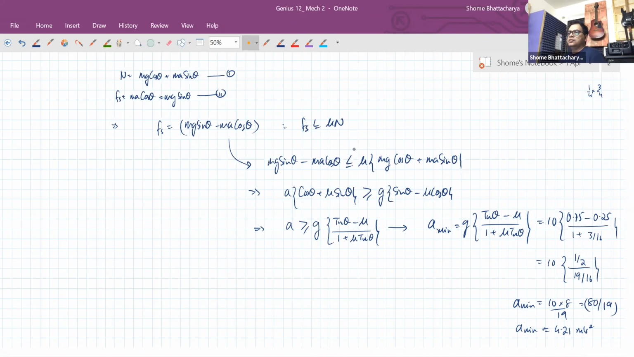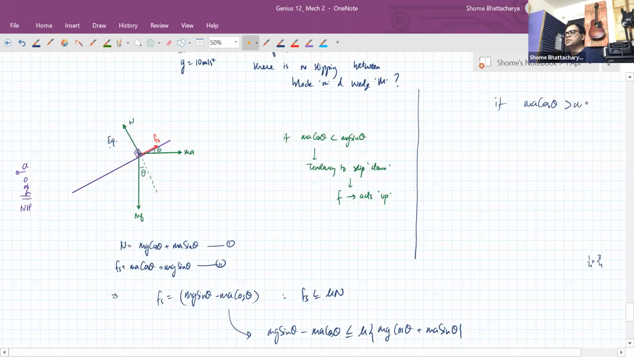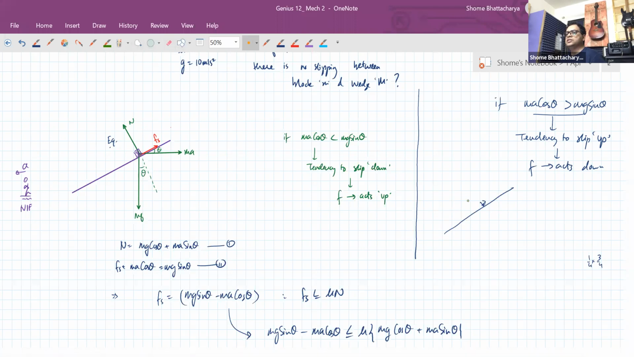Okay. Now I'm going to apply an important shortcut here. When we look at this free body diagram, in contrast, if mA cos theta is greater than mg sin theta, then what is happening? The tendency is to slip up the incline. So accordingly friction acts down the incline. The difference is just the direction of friction. The rest of the things remain the same.